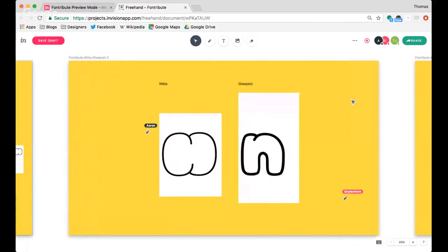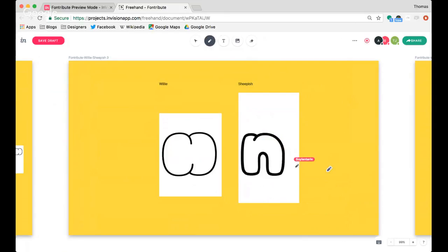Cool. Mosey on over to the end. I call this one the butt. Yes. It's so abstract when you just see it as a shape like this. You wouldn't know, so it's very fun. Obviously, Sheepish took a more literal approach.